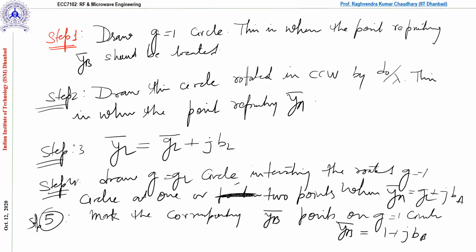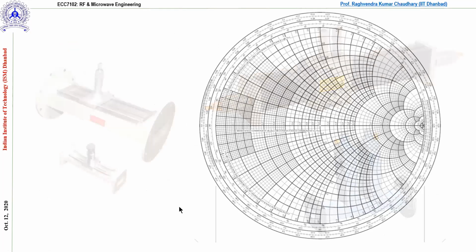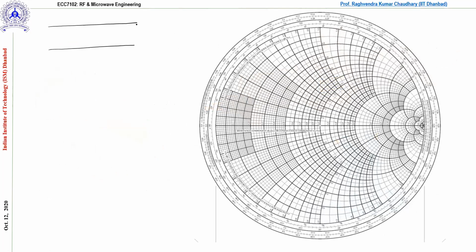Now let us quickly see over the Smith chart how we can do these kinds of things. So now this is the problem actually. We have a transmission line, and this is the load ZL, correct? And we are going to match these things by the double stub method.